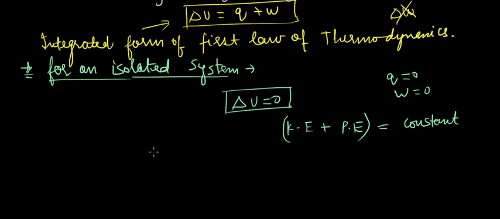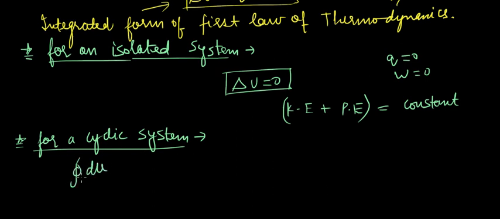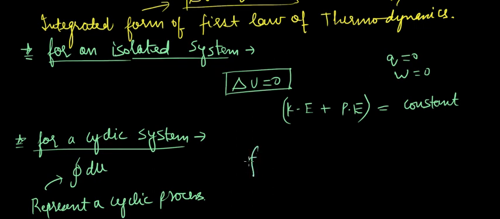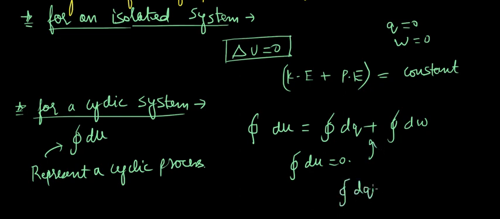Okay, and for a cyclic system we can say that the integration of dU, where this integration sign shows that this is an integral over a cyclic process, so we can write that the cyclic integral of dU would be equal to the cyclic integral of dQ plus the cyclic integral of dW, and for a cyclic process we can write that the cyclic integral of dU would be equal to 0, or in other words we can say that the cyclic integral of dQ plus the cyclic integral of dW would be equal to 0.